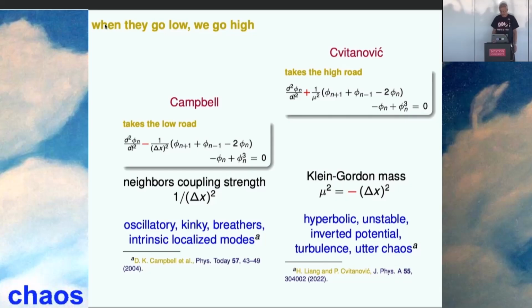So I take plus. And I notice that there is a lattice constant when you are in discrete time and space. So if I take the high road, this is really like taking imaginary mass or imaginary coupling for the oscillator, or you're inverting the potential, that's what's going on. And what happens there is everything is hyperbolic, nothing is really true, it's all hyperbolas. It's unstable, it's turbulent, it's utter chaos, and no sensible person would go there.